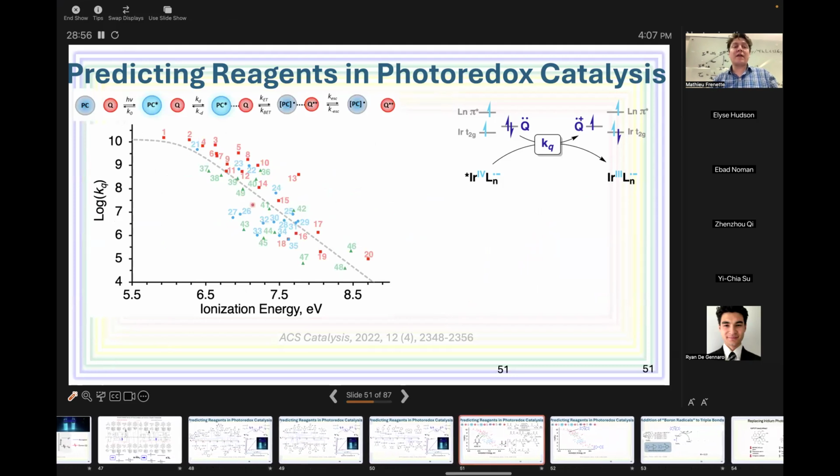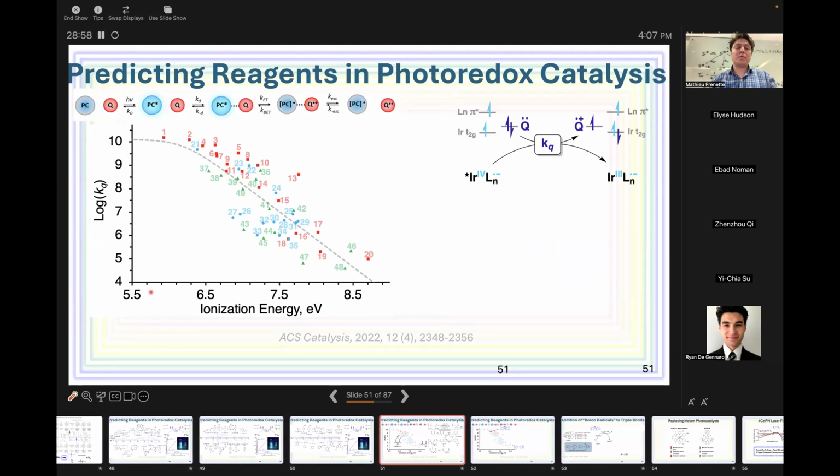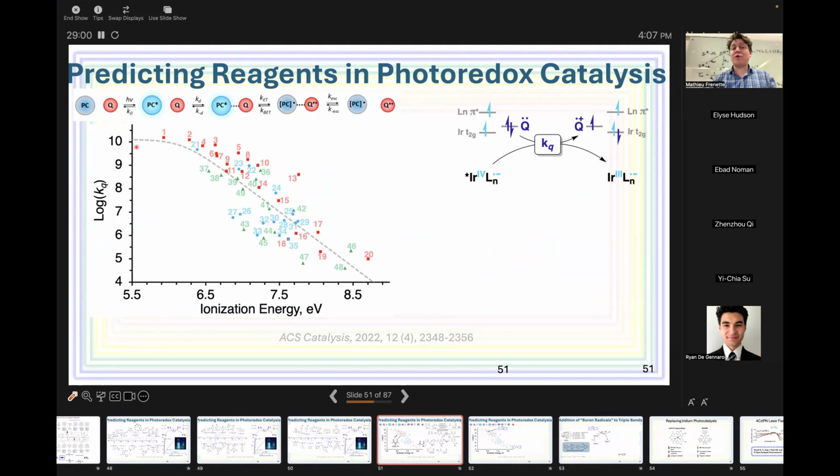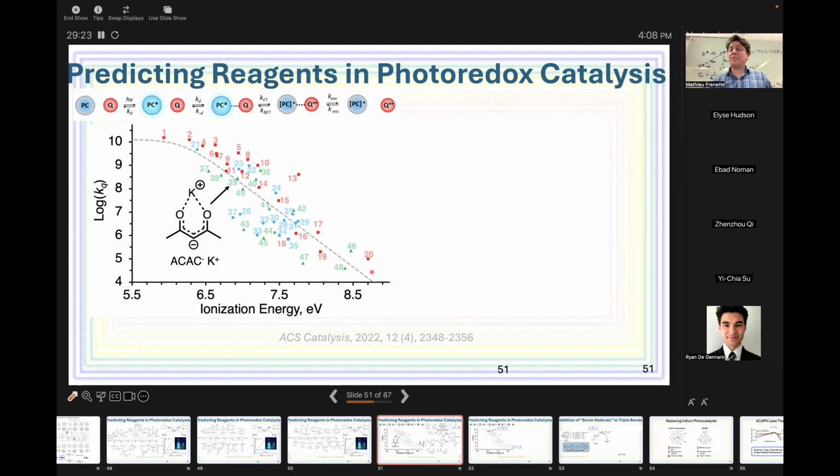But now we can have a model that's predicting. If you plot the rate constant of quenching versus the ionization energy, and we rework it from this paper now with Marcus theory, which should tighten up the correlation. Marcus theory is a way to predict rate constants for electron transfer. But yeah, this is good enough to predict reagents. For example, ACAC is not a good quencher at all. But if you deprotonate it, all of a sudden it becomes fine.